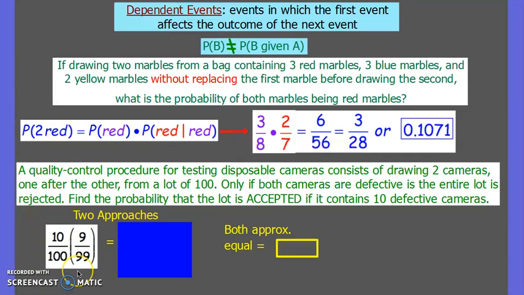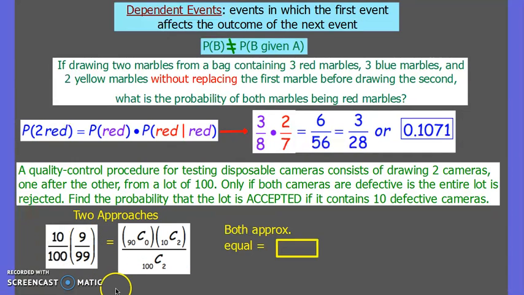But again, assuming we don't put that defective one back, the probability of getting another defective camera is now only 9 out of 99. Another way to look at that is to say that we're going to draw 2 cameras out of the 10 defective ones. Doesn't matter the order in which we draw them in. So again, we're thinking about combinations, but 2 of them are going to be defective, and we're not going to draw any good cameras, out of the chances that we draw 2 cameras out of the 100 to begin with. So what we want to have happen versus what could happen.